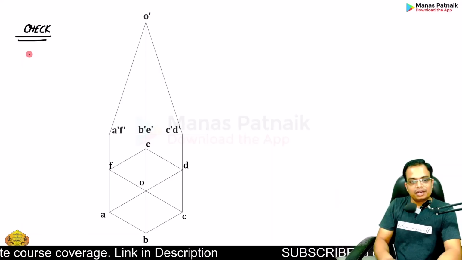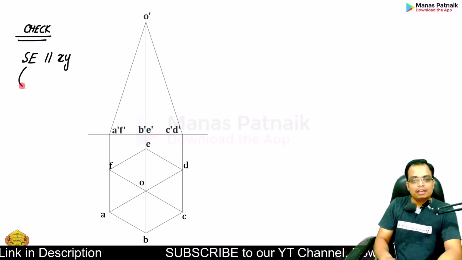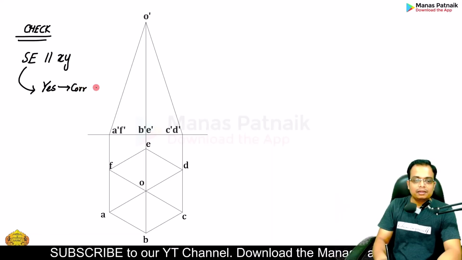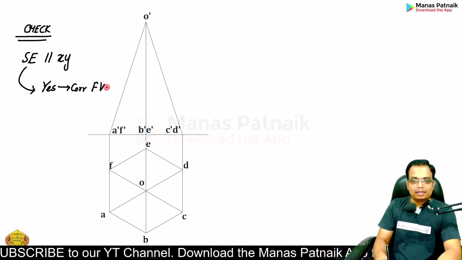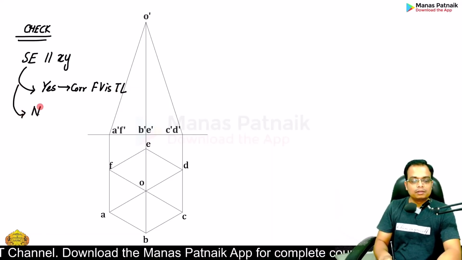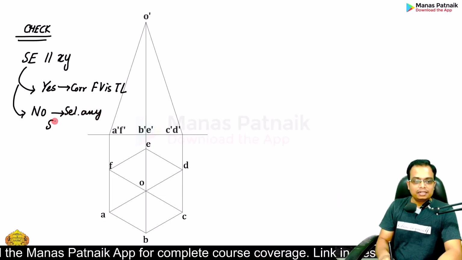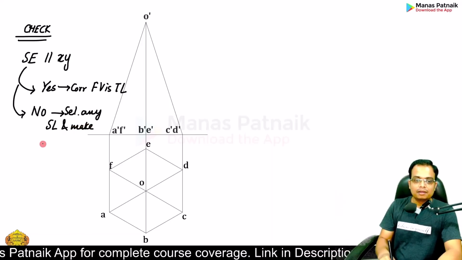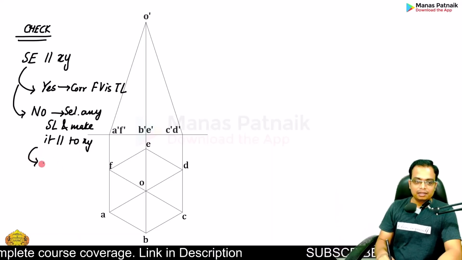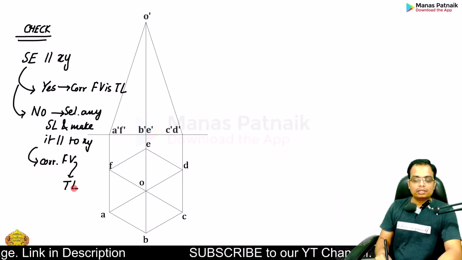Please check whether any slant edge is parallel to XY or not. If the answer is yes, then the corresponding front view is true length. Please note it down, or you can take a screenshot. If no, then select any slant edge and make it parallel to XY. Then its corresponding front view is going to be your true length. So this is the process.